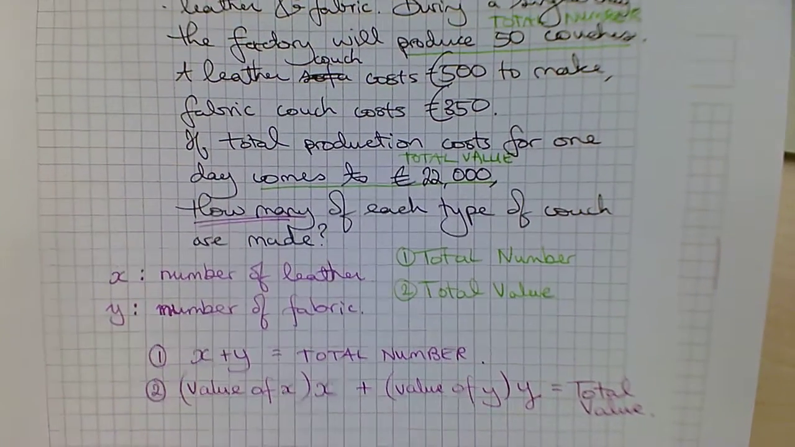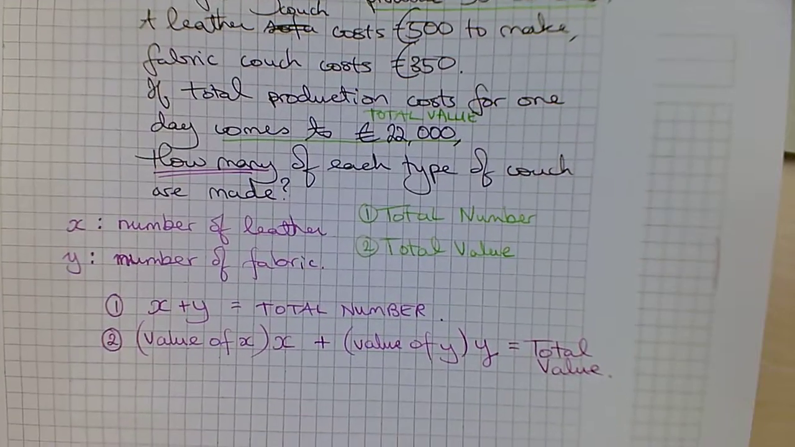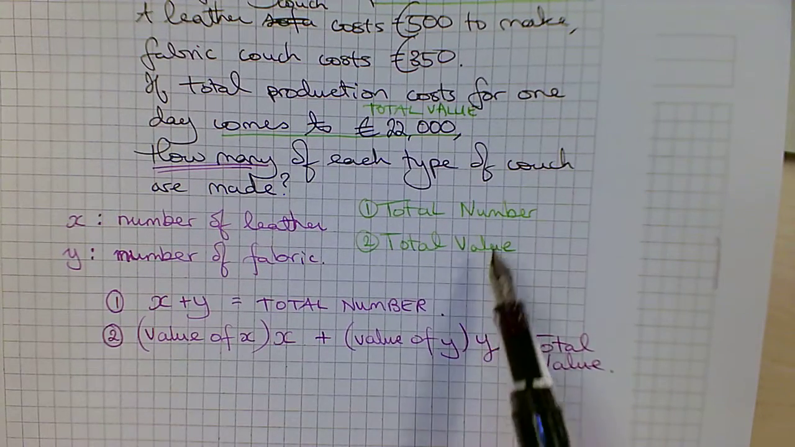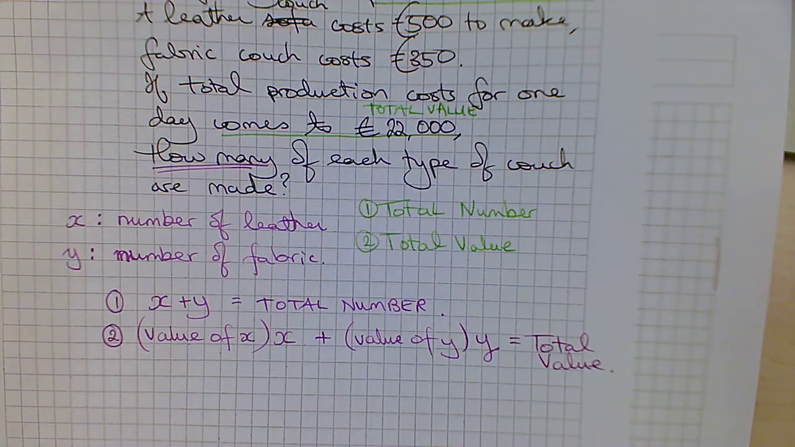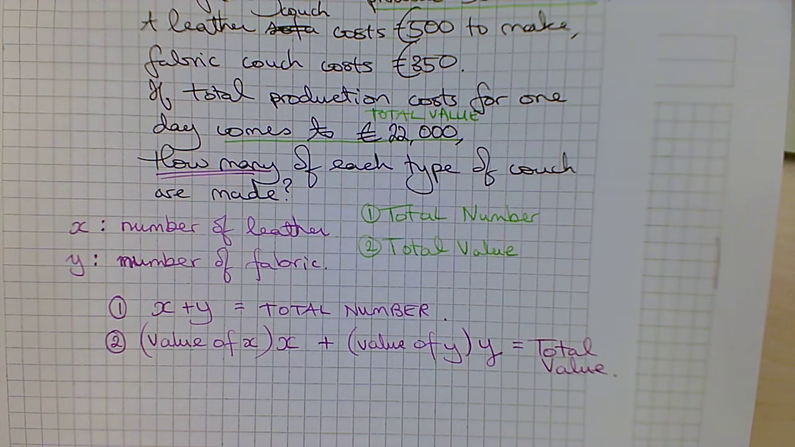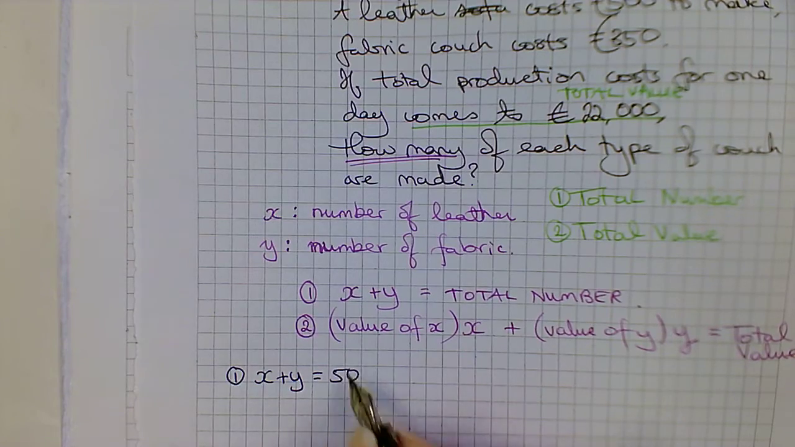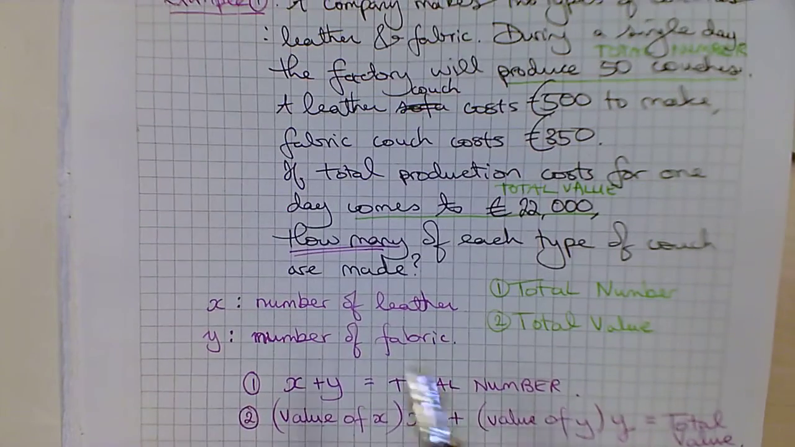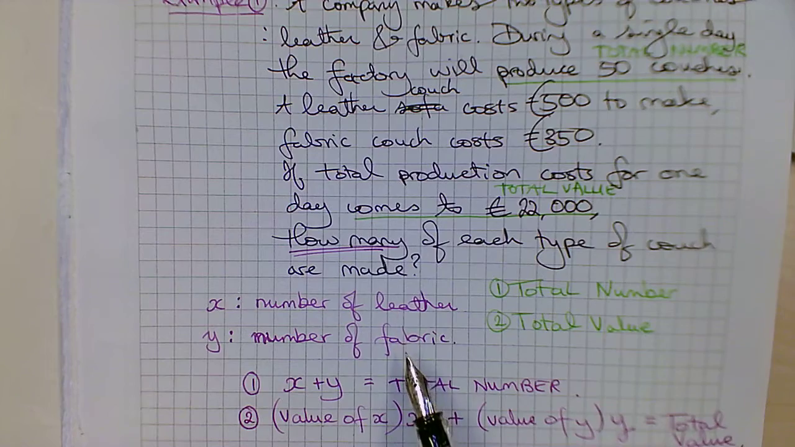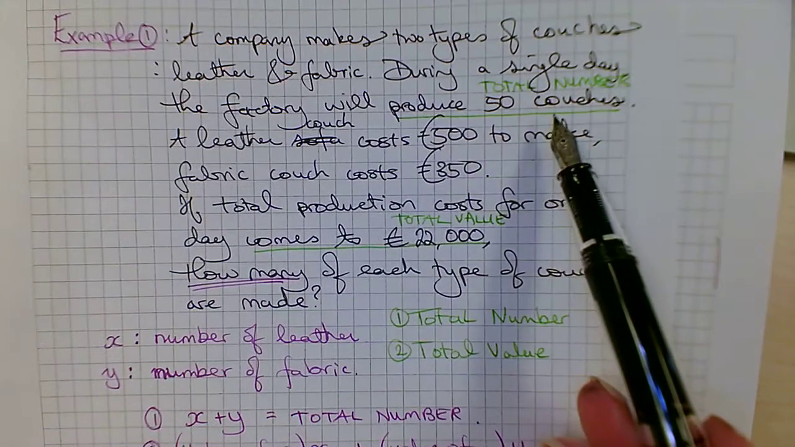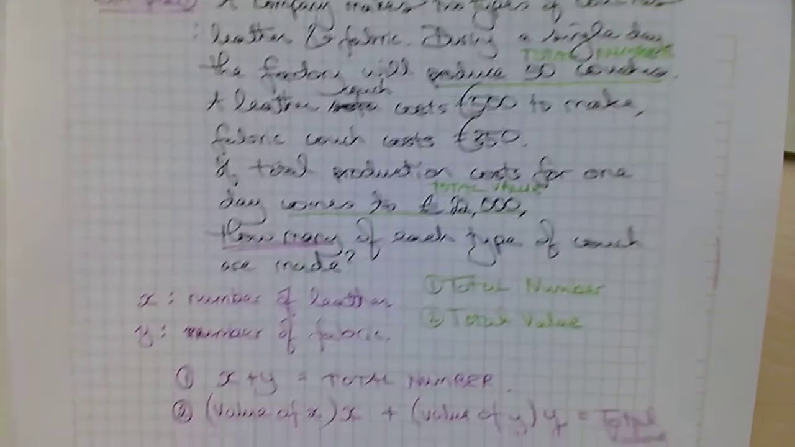So if you can remember this fact and this procedure, when you see total number, total value, simultaneous equations, you'll always be able to come up with your two equations. So my first equation, I said that my X and my Y will be my total number. X plus Y is equal to 50. Let's think about that. The number of leather couches plus the number of fabric couches is 50. Yeah, that's exactly what we were told in the question.